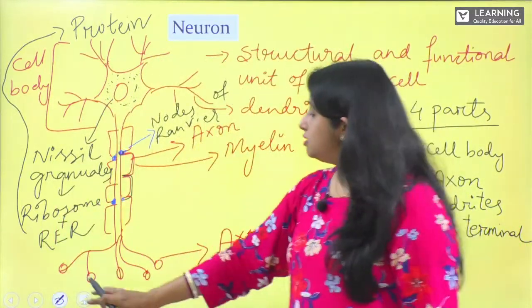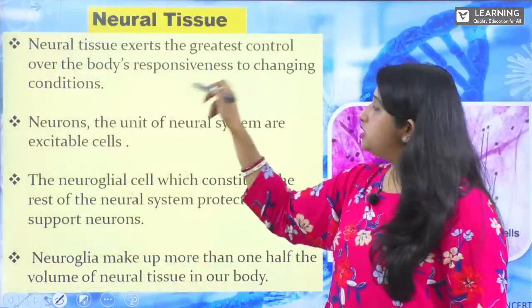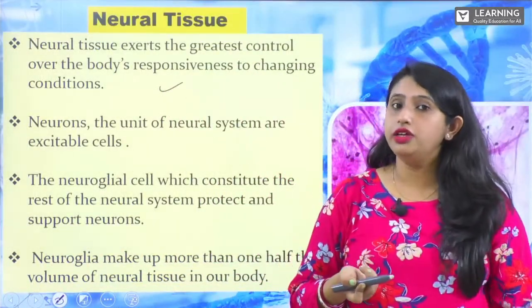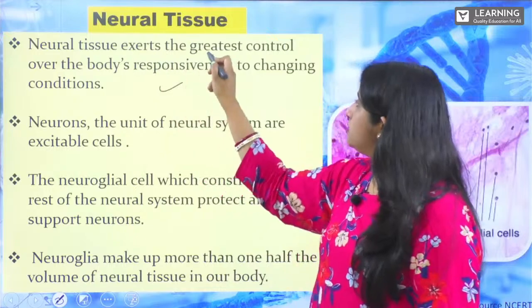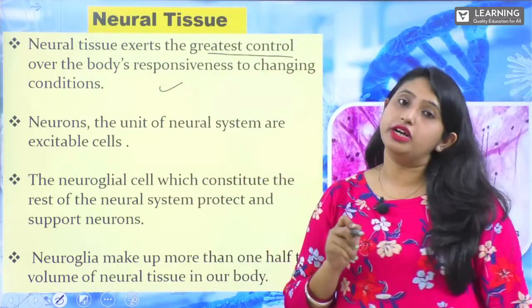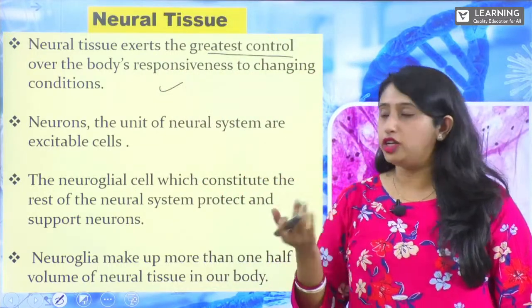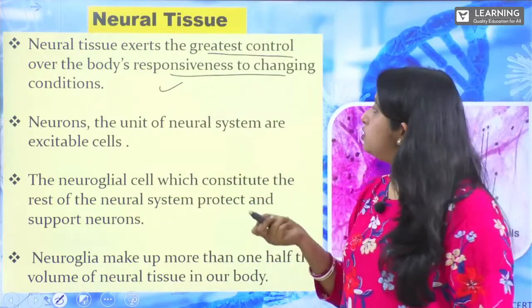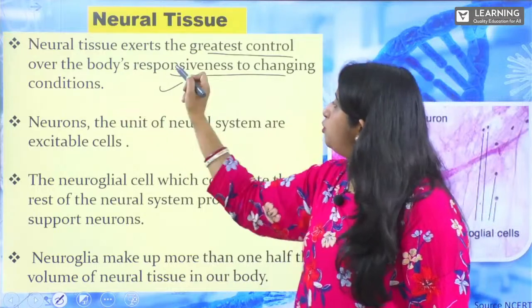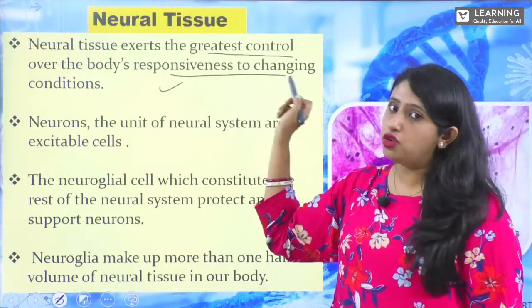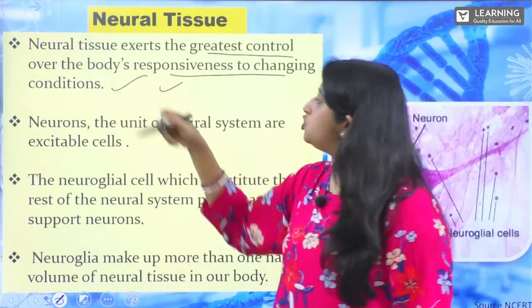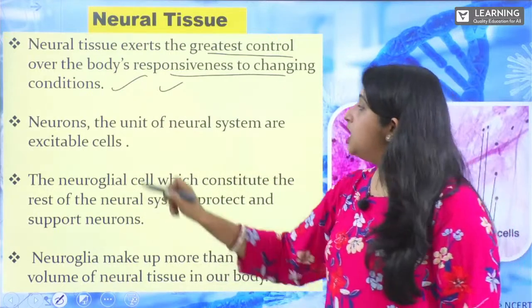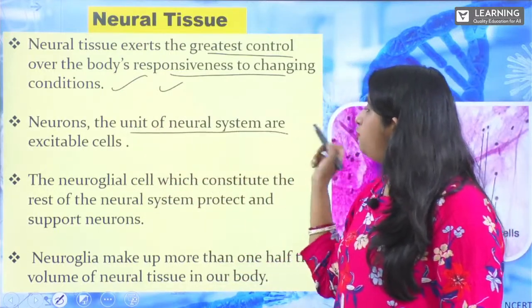So now let us learn about the neural tissue. Let us see the theory of it. The neural tissue exerts the greatest control. It controls and coordinates all activities in our body, and it responds to the changing conditions of the body. And the neuron is the unit of the neural system.